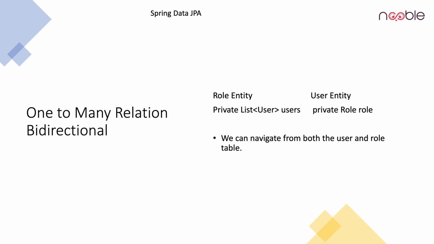Now coming to one-to-many relation bidirectional, here the role entity will be having a definition of private List<User> users, and the user entity will be defining private Role role. So this is the difference from the previous video. Here we can navigate from both the user and the role table.